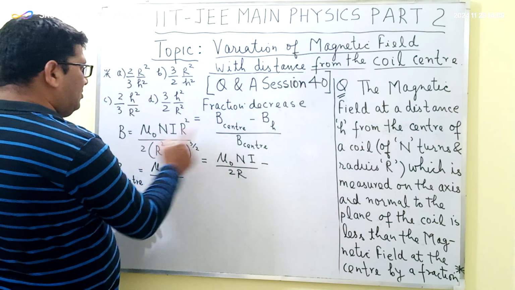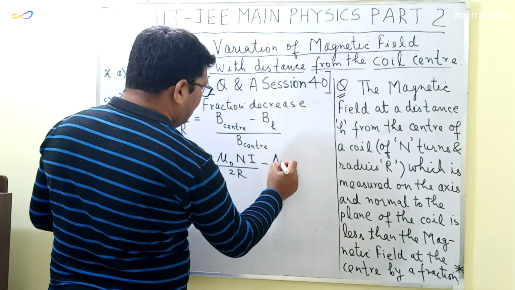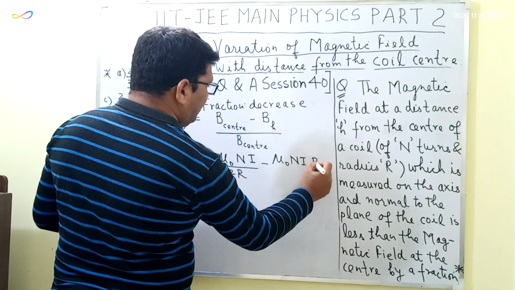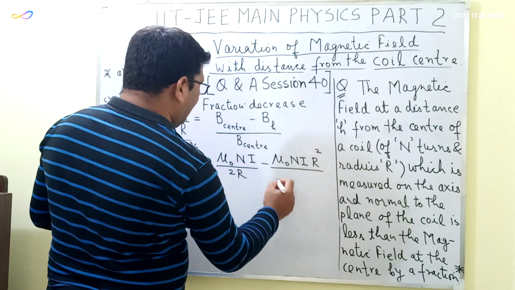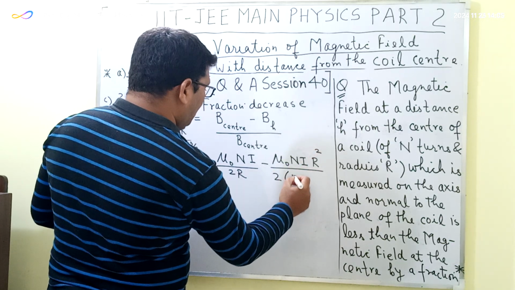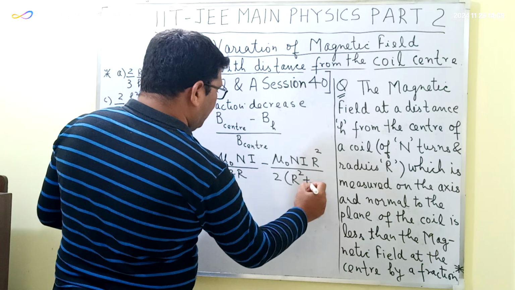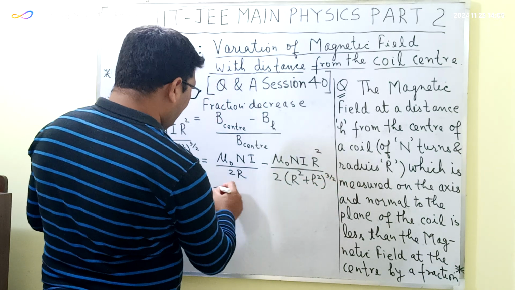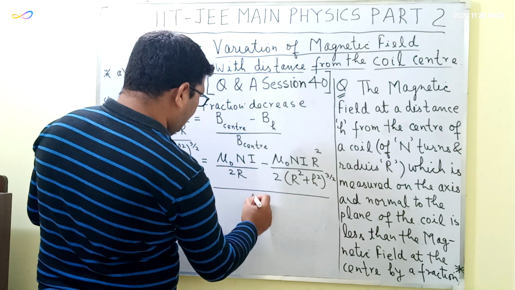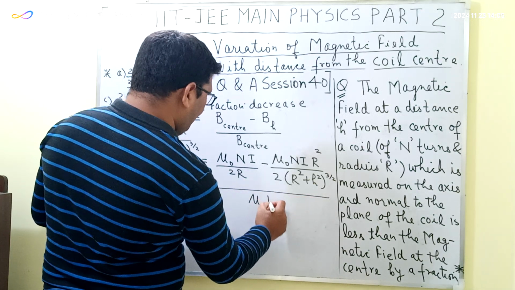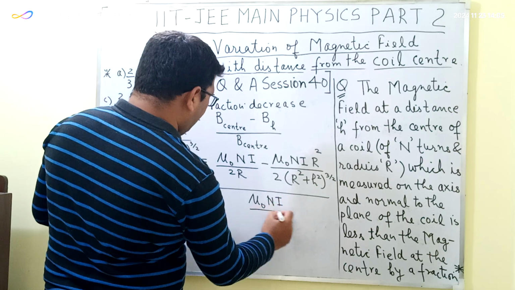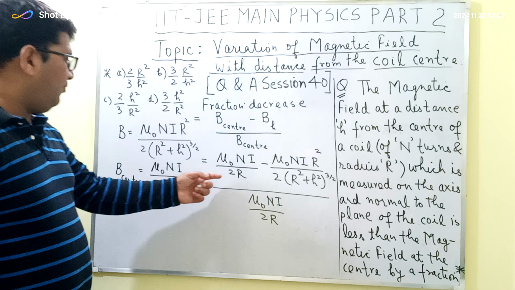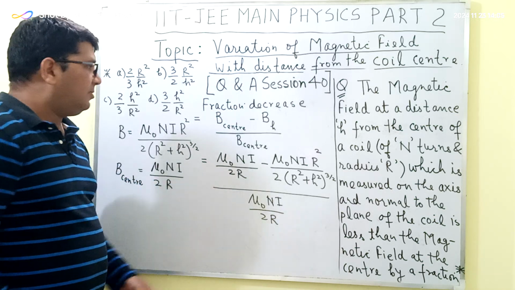Now B h is equal to mu naught N I r square divided by 2 into r square plus h square to the power 3 by 2, and divided by mu naught N I divided by 2r. So now we have to simplify this value.